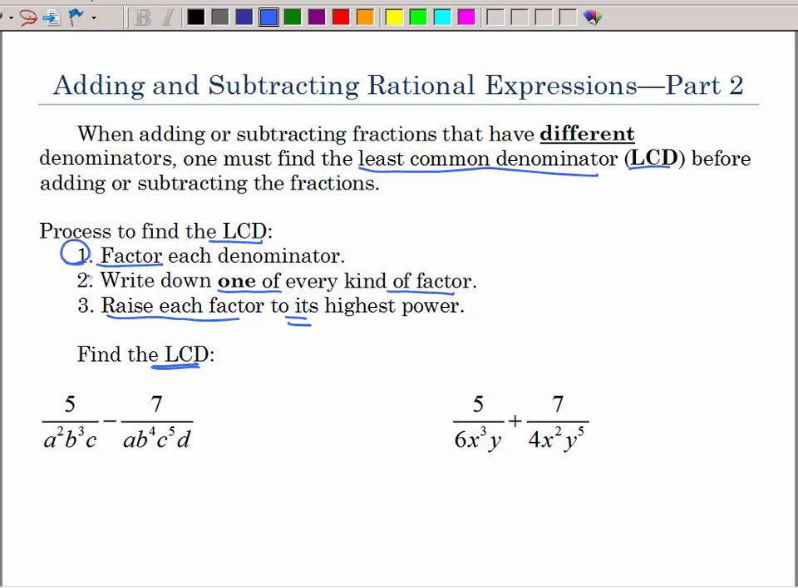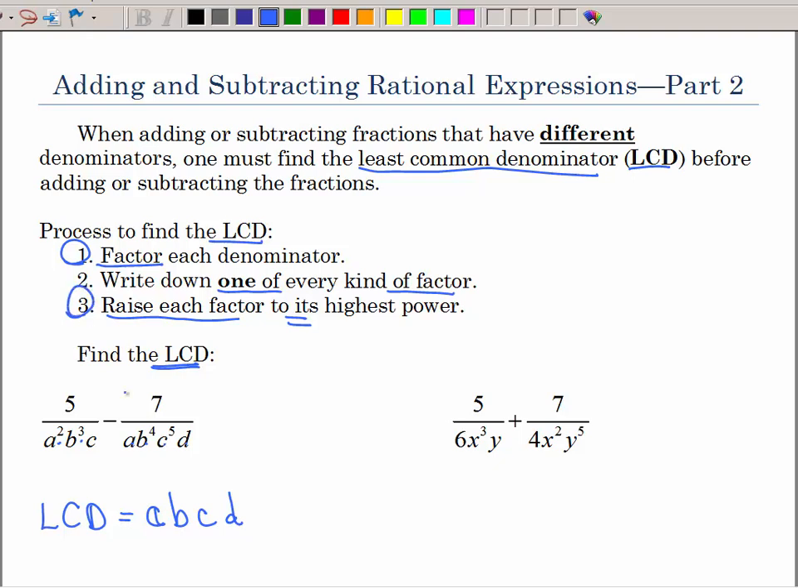So we look at step one, factor. Well, there's really nothing to factor because these are monomials, but we can write down one of every kind of factor. So the LCD equals, remember factors are things that are multiplied together. So here we have A multiplied to B multiplied to C. So the factors here are A, B, and C. Here we have A, B, C, D. So since I want one of every kind of factor, we have to put the D as well.